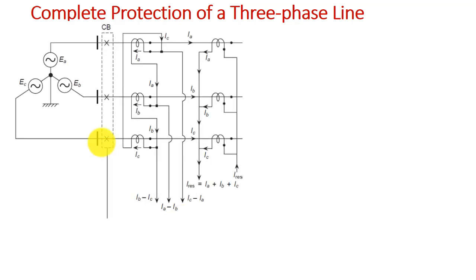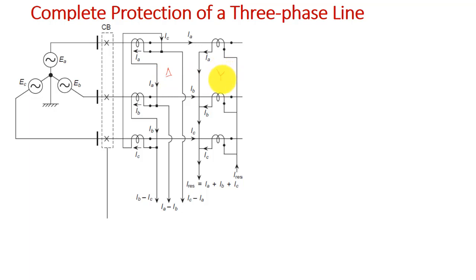This is your 3 phase transmission line where our source is EA, EB, EC, these are 3 phase sources, and the line is connected through the circuit breaker. We have the measuring unit, we are measuring current. These are the currents, IA, IB and IC. In order to find the difference of the currents, we have connected the first one in delta fashion, and the second one in star fashion.